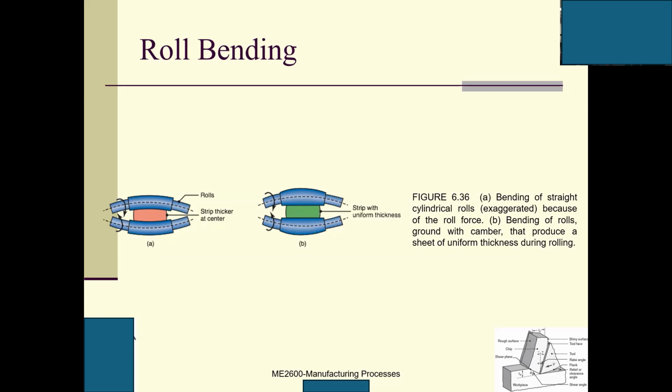And then we call this roll bending. See? This is the roller. If these rolls are long enough, and we have a block here and one piece here, the strip will be thicker at the center. Because of action and reaction, we will have this kind of final product, for which the strip is thicker at the center, and at the two edges it is thinner.